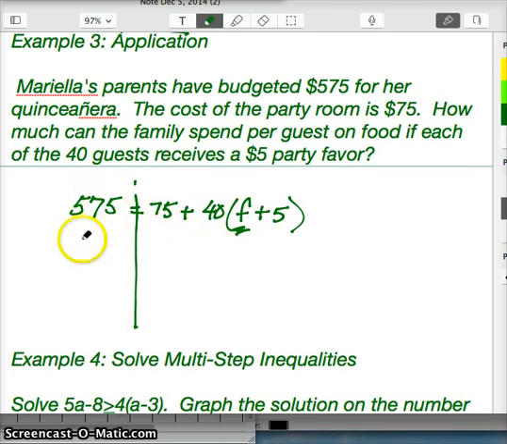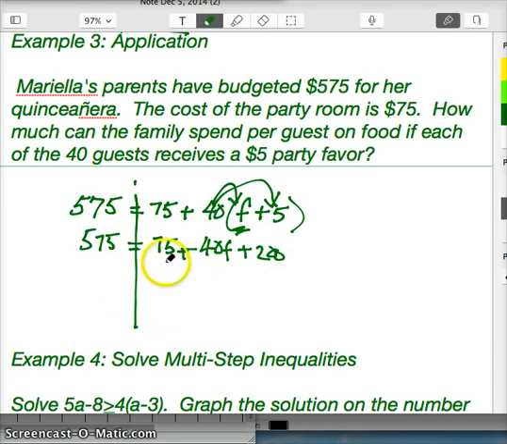Again, I like to draw a line down the center. 575 is as simple as possible, but this side can be simplified. When I simplify, I'm going to get rid of my parentheses and join like terms. 40 times F, 40 times 5. I'm going to use the distributive property there. 40 times F is going to give me 40F, and 40 times 5 will give me 200. And so now I can join some like terms together on this side. Still not completely simplified on the right side, but we're getting there. So we've got 275 is equal to 40. Oh, no, we don't. Lied to the children. Hold on.